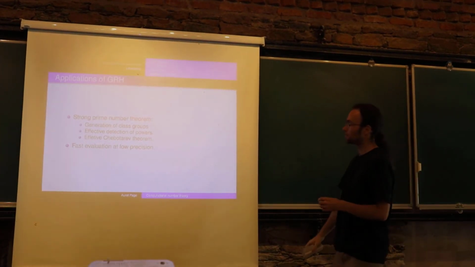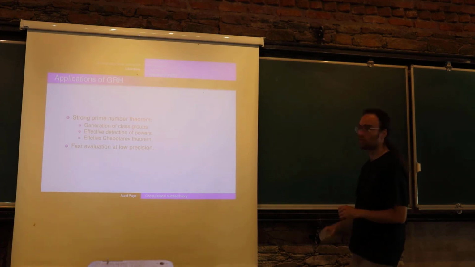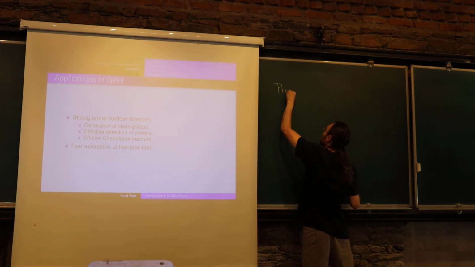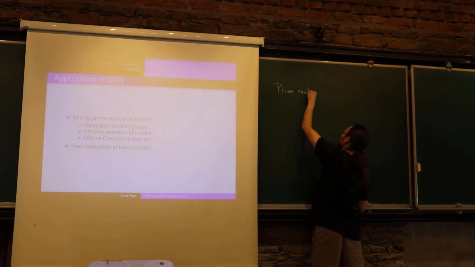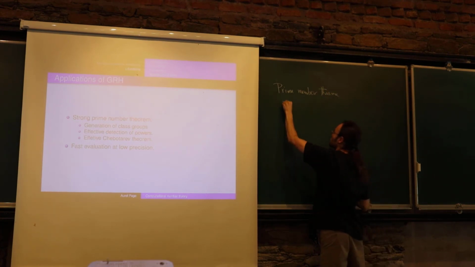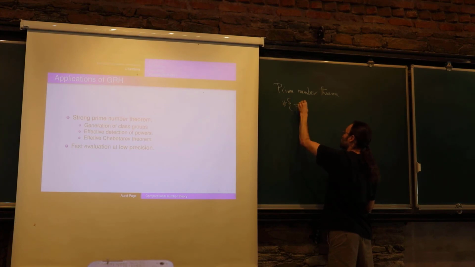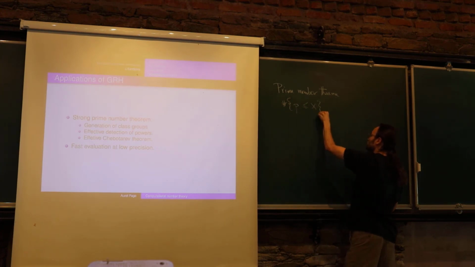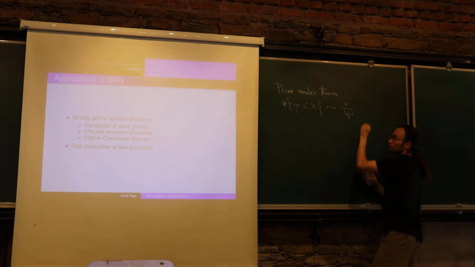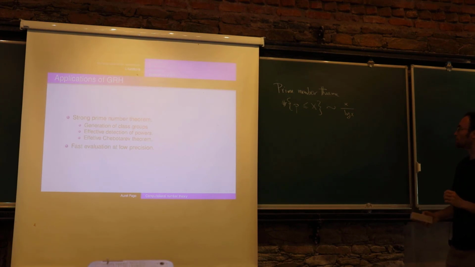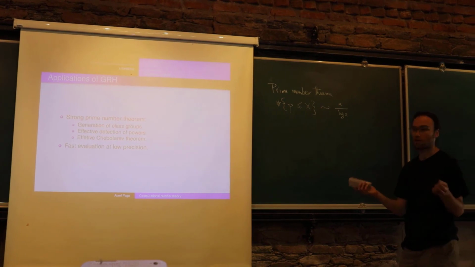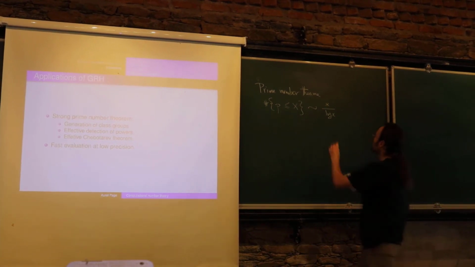In general, I'm calling these a strong prime number theorem. So what is the prime number theorem first? This is just the theorem saying that the count of primes up to x is essentially of order x over log x. And this is obtained by looking at the analytic properties of the zeta function, the Riemann zeta function.